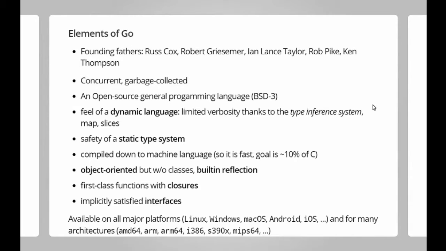It has built-in serialization to JSON or something. And you have also interfaces like in Java or Python. And you have it on all of the major platforms: Android, iOS, and on ARM, AMD64, 386, whatever. Give me an architecture and Go will run on it.